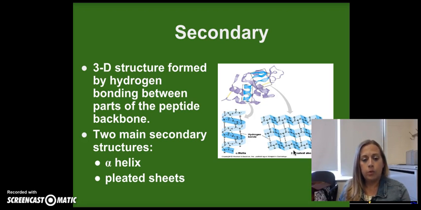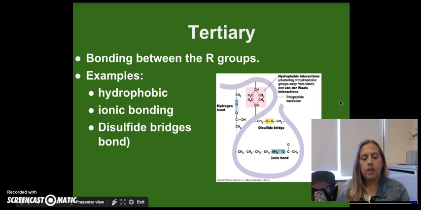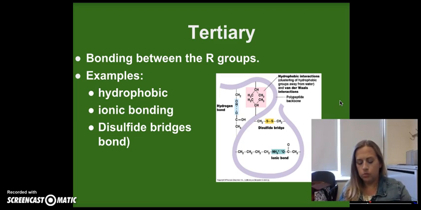The secondary structure of a protein is this 3D structure that's formed by hydrogen bonding between parts of the peptide backbone. So there's going to be 2 main secondary structures that we look at. The first is an alpha helix right here, and then the second is called a pleated sheet, and the example is right there. Next, we've got the tertiary level, and this is going to be bonding that happens between the R groups. So examples for this could be hydrophobic bond. When you've got hydrophobic areas that don't like to mix with water, it'll kind of bend in on itself.